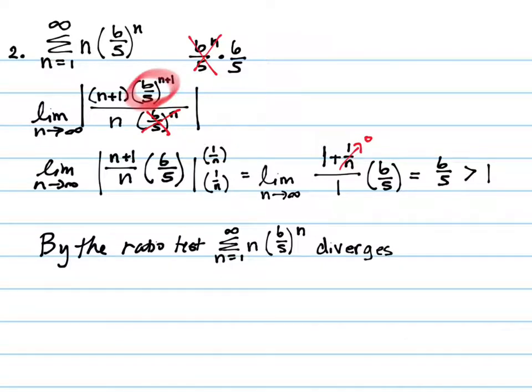Okay, so the ratio test typically is used when we have powers of n, right, because they're going to reduce like this, or we have factorials. Okay, ready to look at the other test? The other test is called the root test.